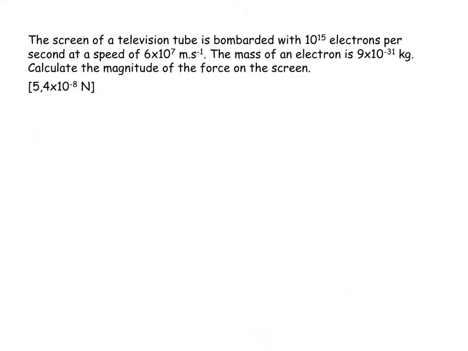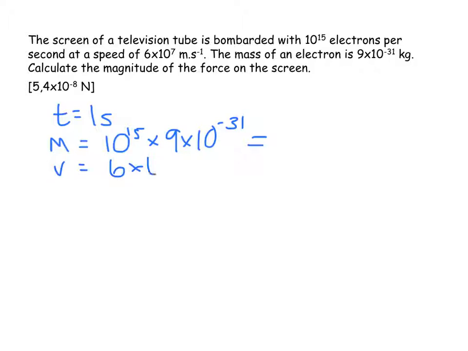We've got a television screen, and it's bombarded with 10 to the 15 electrons every second. So I've got a time, it's 1 second. I've got a mass of 10 to the power of 15 times 9 times 10 to the power of negative 31, because every one electron has got that mass, but I don't have one. I have got 1 times 10 to the power of 15. So I'm going to land up getting a mass of electrons, and they have a speed, v is equal to 6 times 10 to the power of 7 meters per second. The question is, what is the force on the screen?